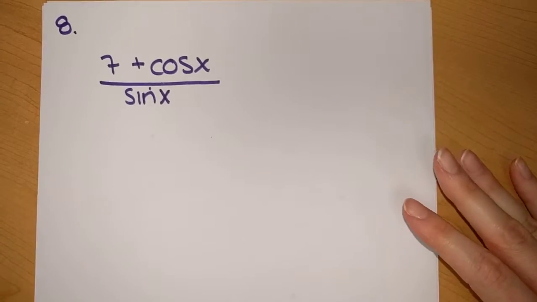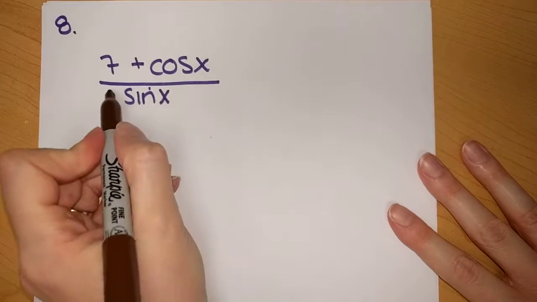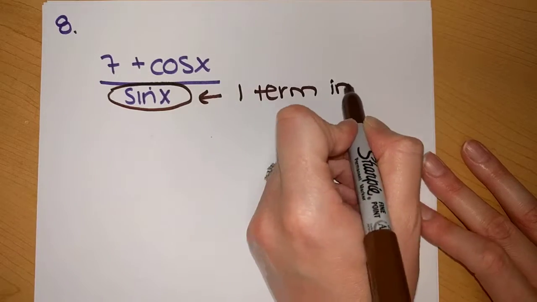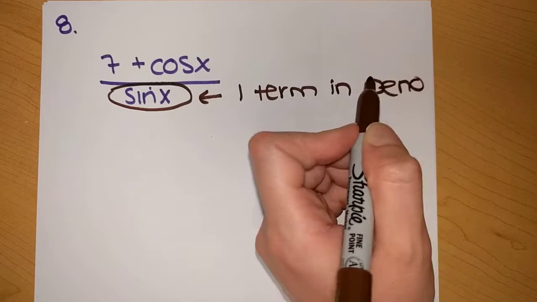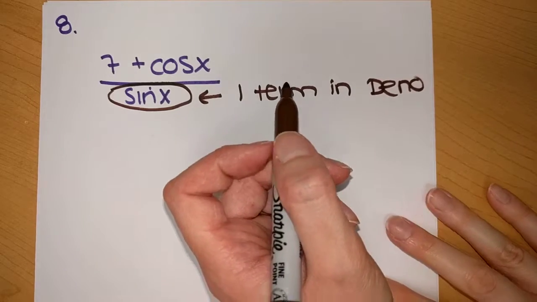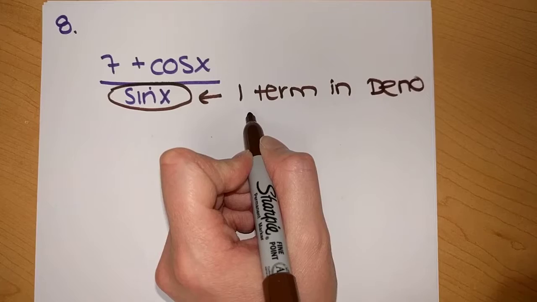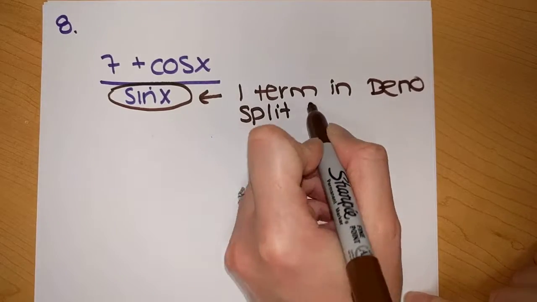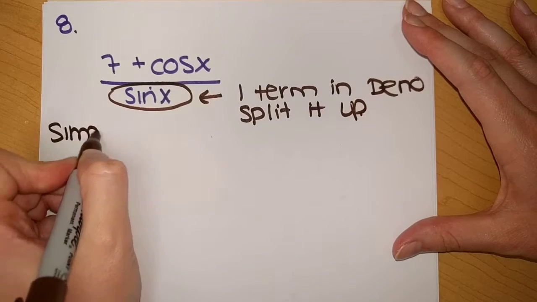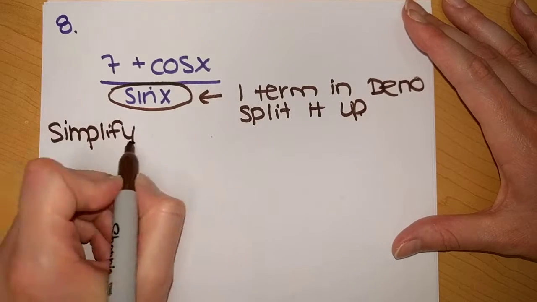For this question, the first thing to notice is that you have a denominator with one term in it. You get excited about that because it means you don't have to go through the quotient rule. When you have one term in the denominator, you can split it up into two separate fractions. This is my little simplification step before I differentiate.